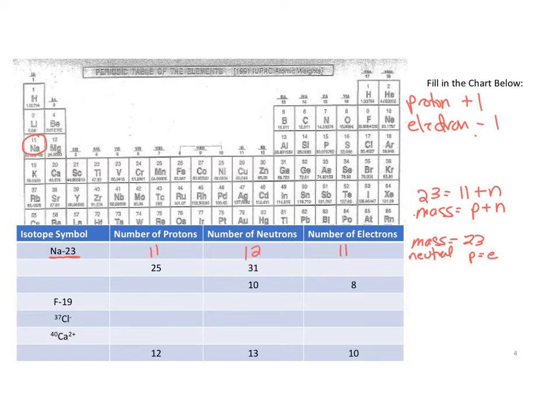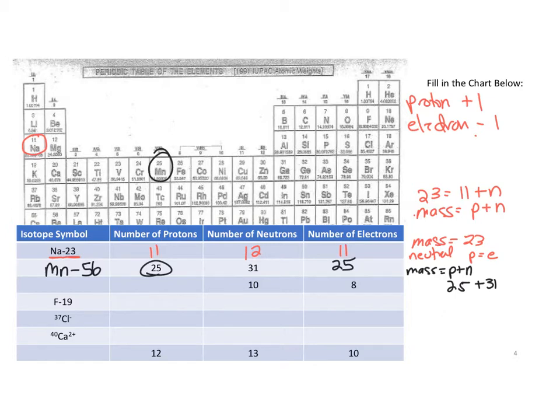Okay, let's do another one. Here we don't know what the symbol is, but we have 25 protons. So this is going to be manganese. And I don't know what the mass is yet. The mass is protons plus neutrons. And so we have 25 protons plus 31 neutrons. So the mass is going to be 25 plus 31. So this is going to be dash 56 for the mass. And then this is neutral, so we're going to have to give it the same number of electrons.